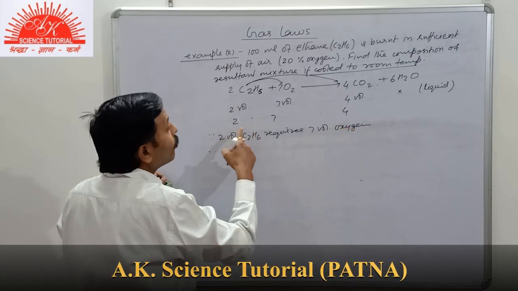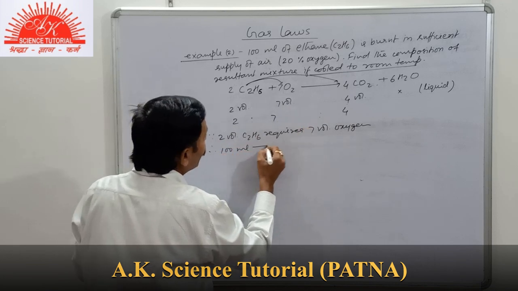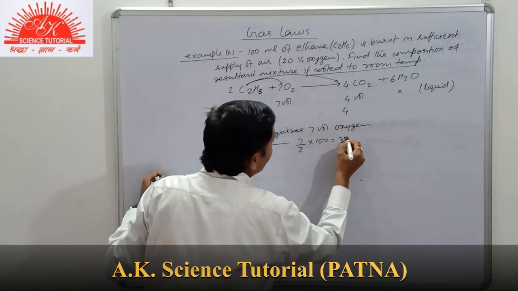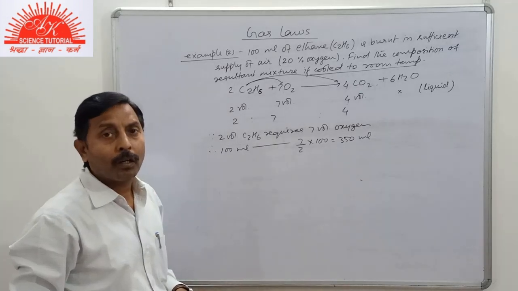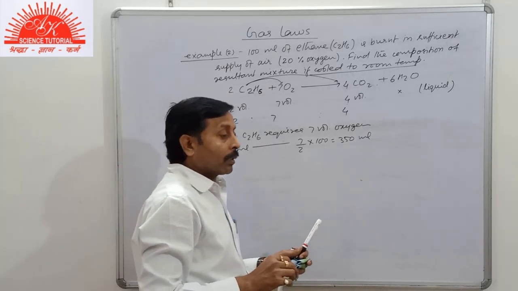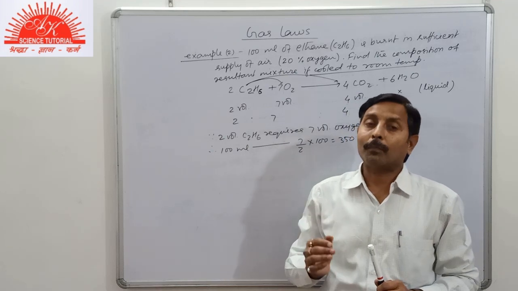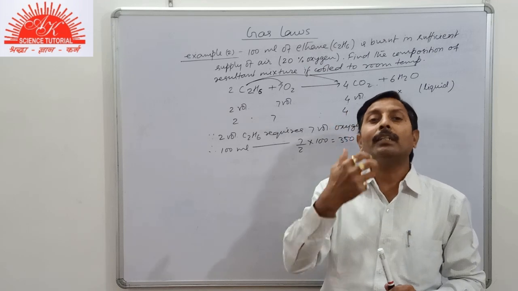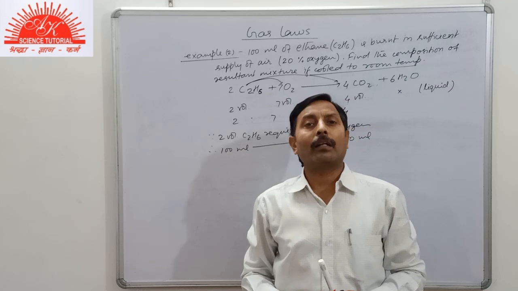Therefore 1 volume will require 7 by 2. So 100 ml of it will require 7 by 2 into 100, that is 350 ml oxygen. But now, students, we are not supplied with pure oxygen. We are supplied with air, in which the oxygen part is used up. So, what is the volume of air supplied?